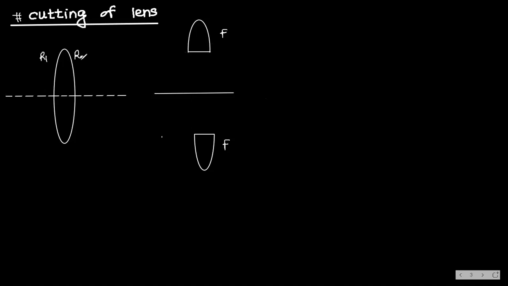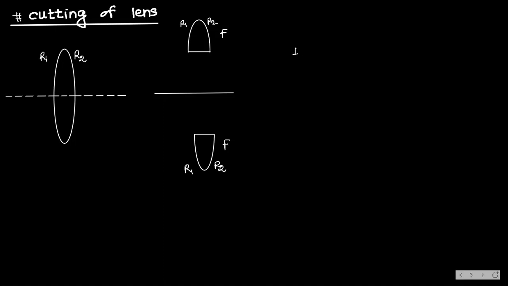This is R1, this is R2. This is R1, this is R2. Even for this part also, this is R1 and this is R2. That's why focal length for this part is not going to change. The focal length will remain the same. But what happens? Intensity of image decreases. Yes? What happens? Intensity of image decreases.